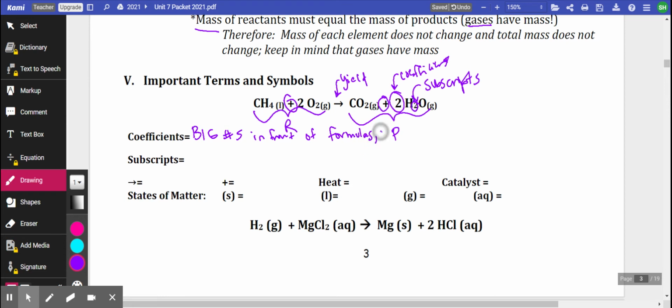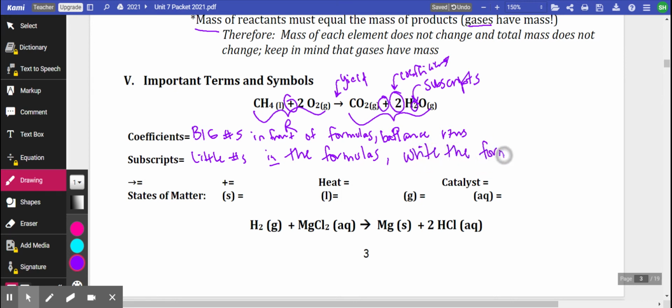Okay? We use these to balance the reactions. Subscripts are your little numbers. They're in the formulas. These are used to write the formulas using our formula writing rules. Okay, so think what we just learned in Unit 6. Okay, so we have to use the correct rules.